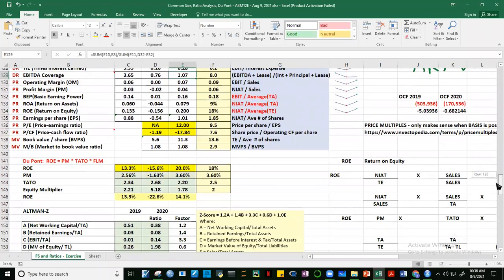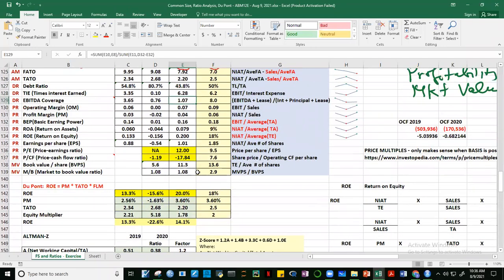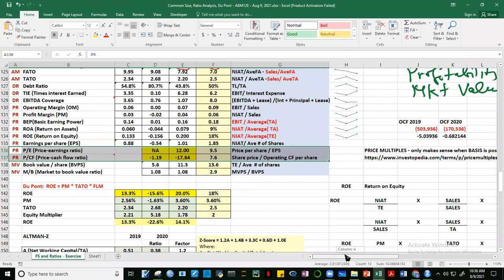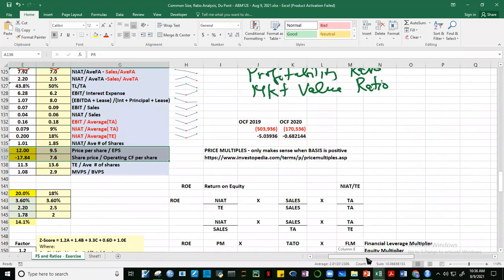Okay, so let me, medyo, ito guys, yung PR. Okay, explain ko lang to. I'm going to share with you, ang tawag dito guys, yung PE, PCF, mga multiples yan, mga price multiples. Okay, and then there are, okay, sandali.